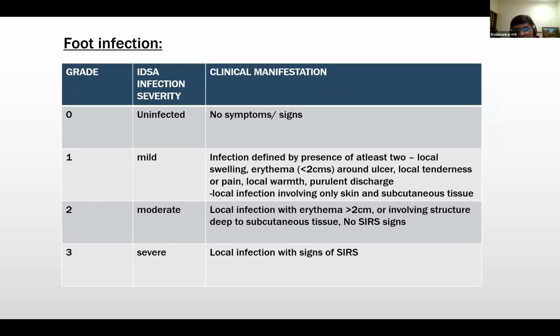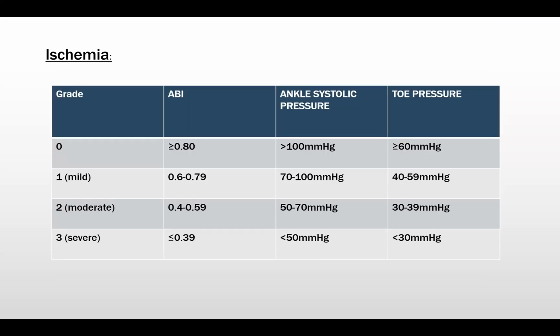What is normal ABI? It's a range. 0.9 to 1.3. Yeah, 0.9 to 1.3. Okay.